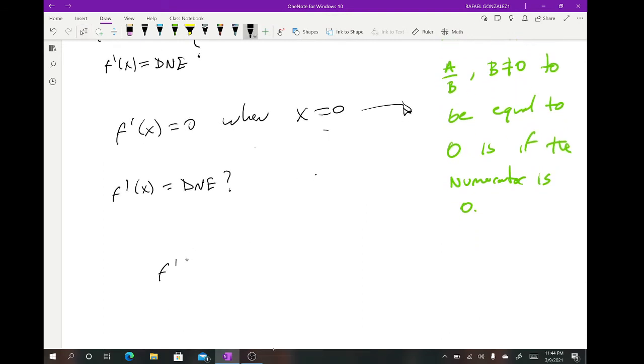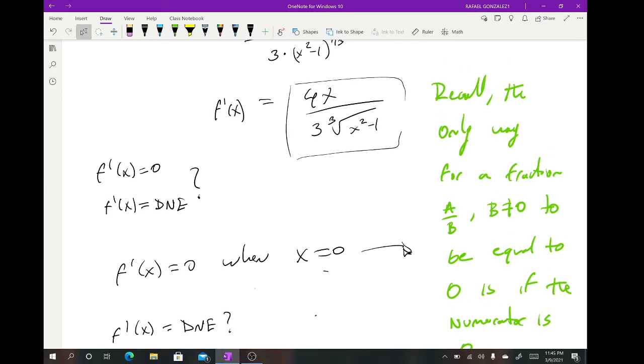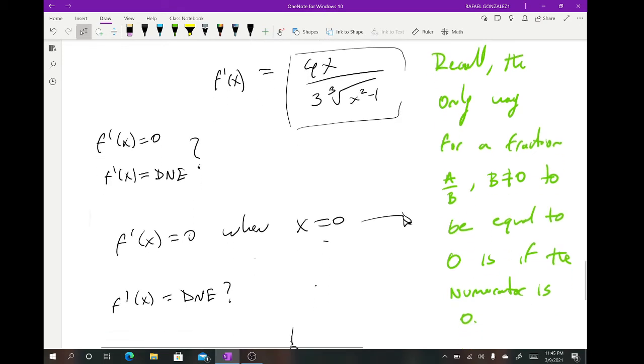So let me just recall, f prime of x is equal to the limit as h goes to 0 of f of x plus h minus f of x, divided by h. That's what we call the derivative, and this is a limit computation. So for the derivative to exist, this limit has to exist. But if we have a value that makes the function undefined, then the limit doesn't exist at that point, because that will mean that it's not continuous at that point.